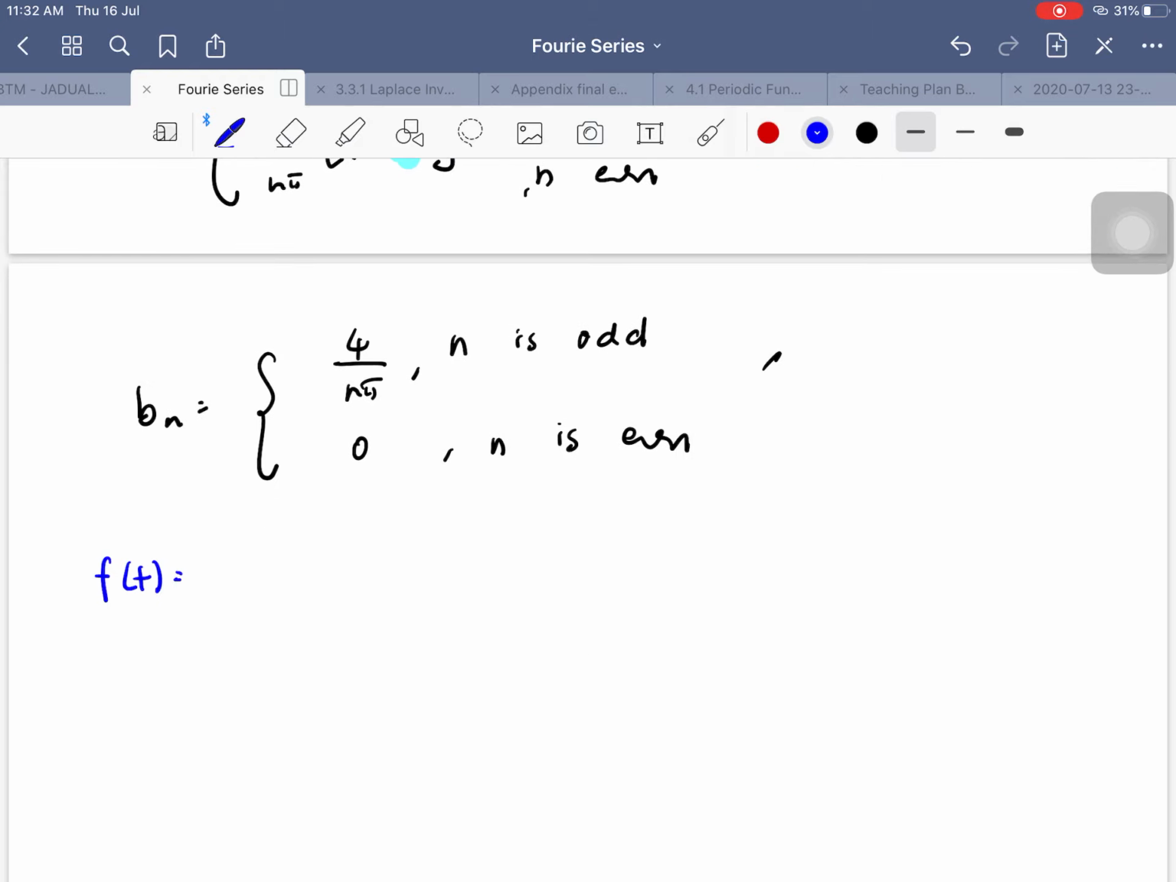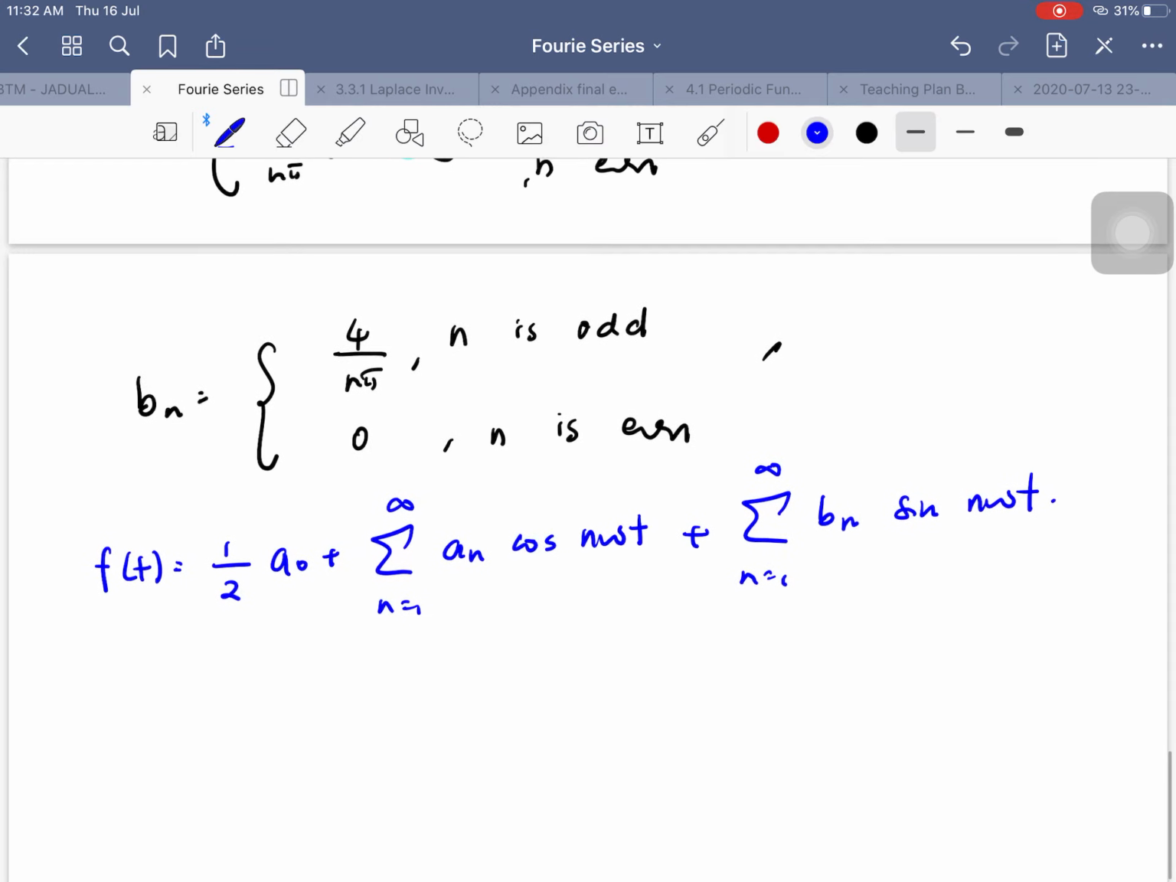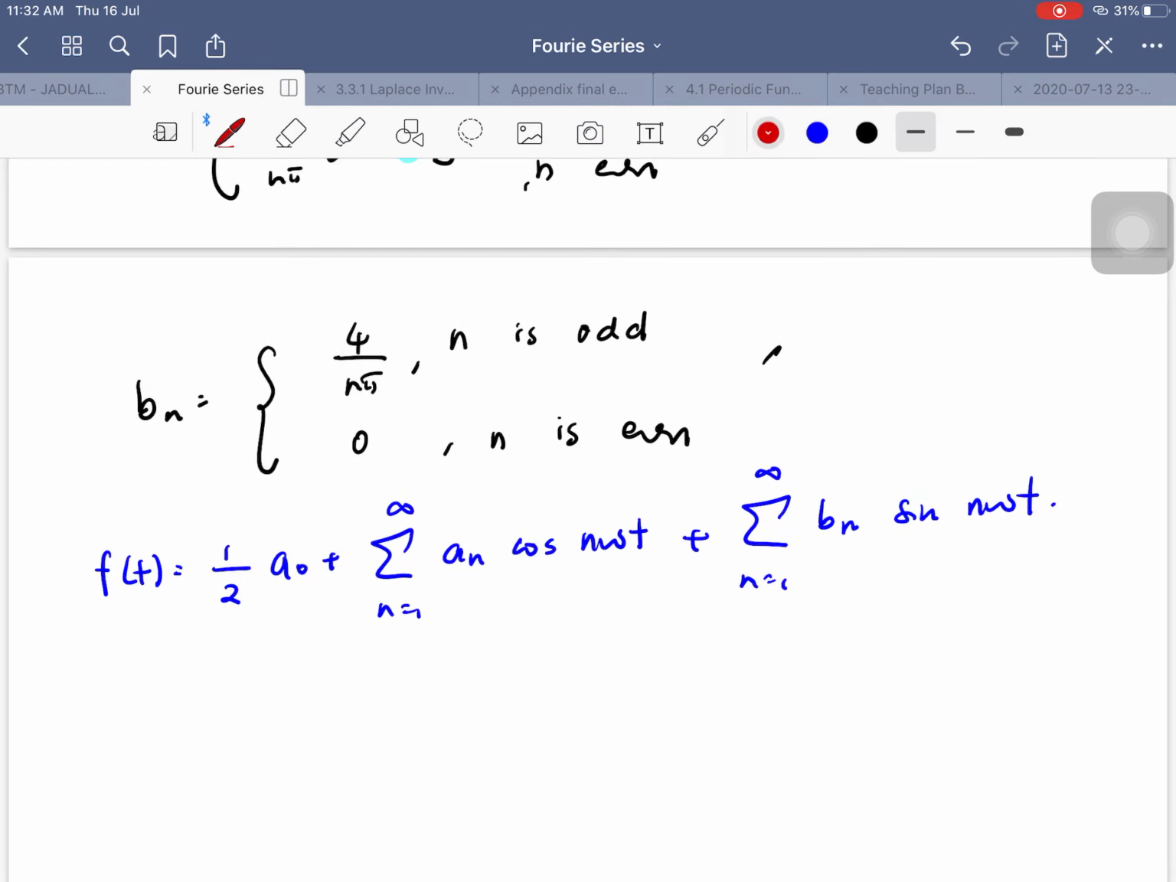So at the beginning, I've given you this formula of Fourier series. It's given by a half a naught plus sum from n equal 1 to infinity of an cos of n omega t, and plus sum from n equal 1 to infinity of bn sine of n omega t. Now because you have an odd function, things are easier for us. The reason is that a naught is going to equal 0 and an is going to be 0 as well, so automatically these two terms are going to be 0. So we only have this term to fill in.